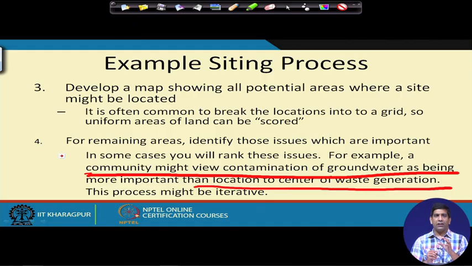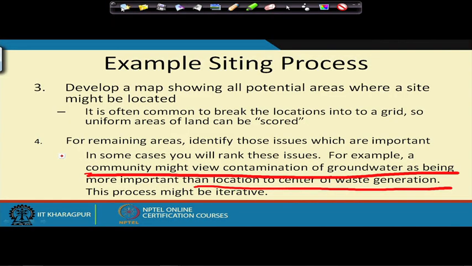One of the critical points we have been talking about in this class is that collection is very expensive in terms of municipal solid waste, because the collection cost is very high. But at the same time, for some reason, say there's one particular community for whom groundwater protection is very critical.